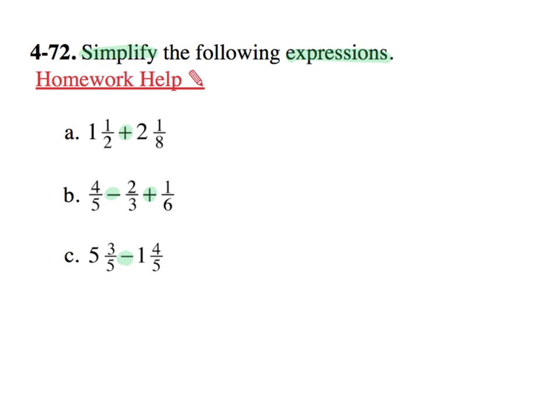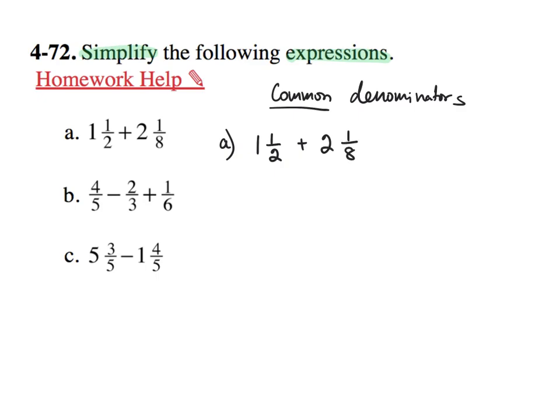We need to know that we need to use common denominators, and the denominators are those bottom numbers. Once we have them common, then you can add the top numbers. I'm going to do this in this video right now, so I'm going to copy it. Go ahead and start writing it down as well.